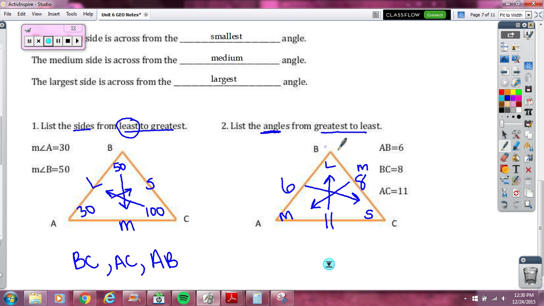And then if I'm listing the angles from greatest to least, I want to start with the big one, which is angle B, the medium, which is angle A, and then finish off with the smallest one, which is angle C. And I'm done.